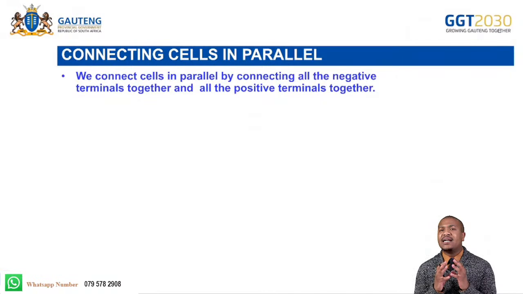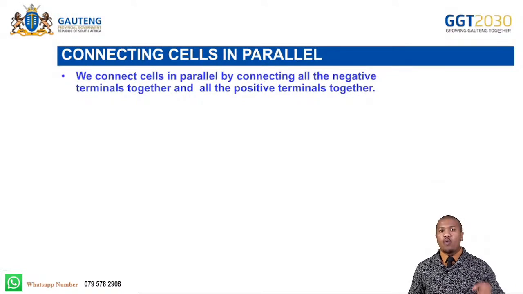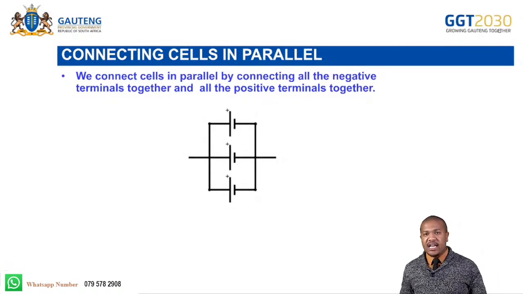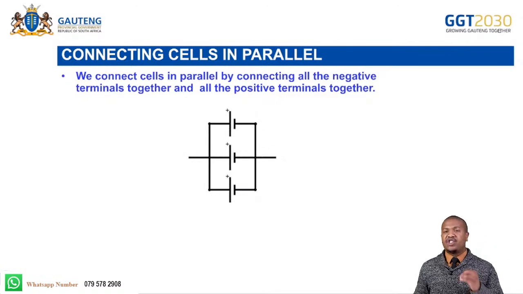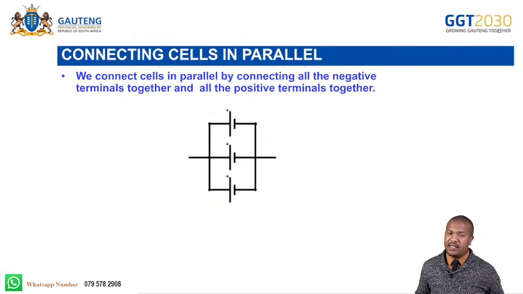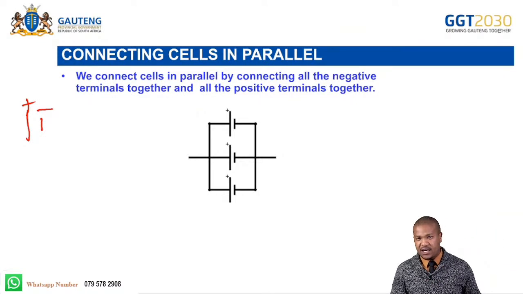But in a parallel circuit, it is completely different. We connect the same nodes together. We connect the same terminals together. We connect positive terminals together and all the negative terminals together as well. Let's look at this example. So just to remind you of the symbols of a cell in a circuit, we said that the long arm is our positive terminal and the short arm is our negative terminal.